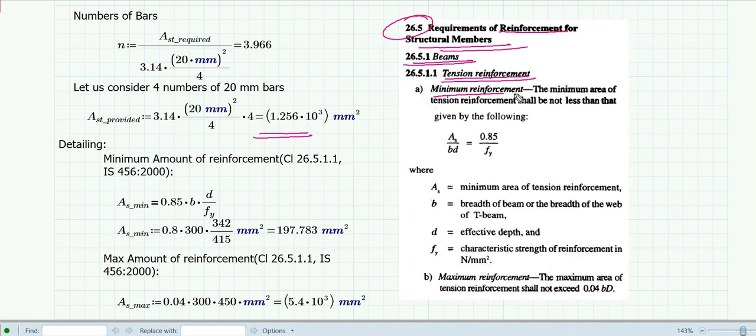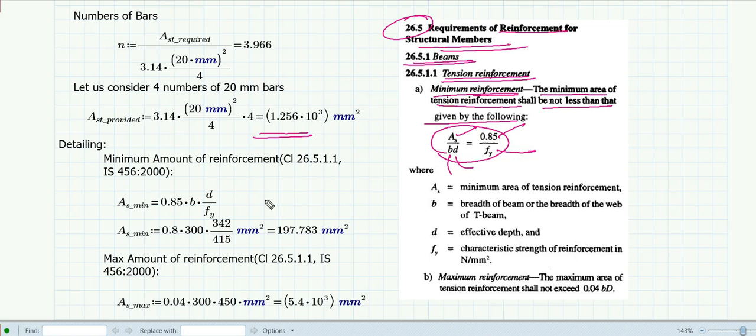So the minimum reinforcement criteria says that the minimum area of the reinforcement shall not be less than the following: As/bd = 0.85/fy. Definitely As is the steel, b is the width, d is the effective depth, and fy is the grade of the steel or the yield strength of the steel.